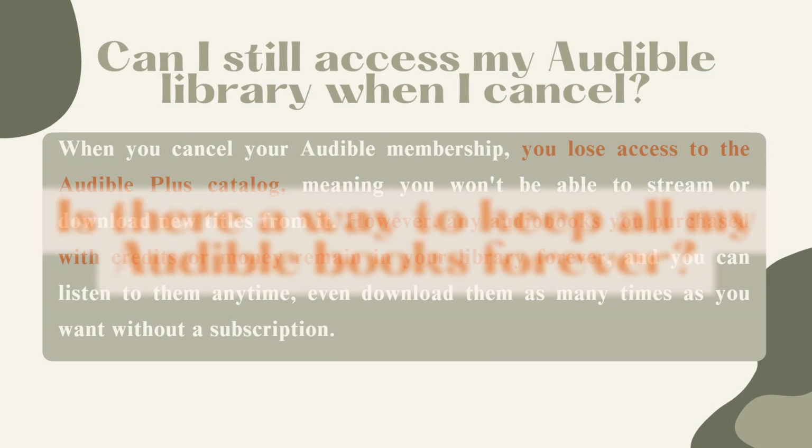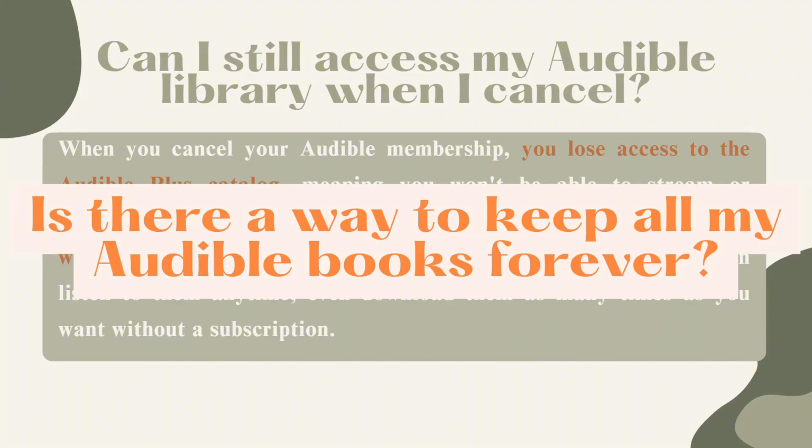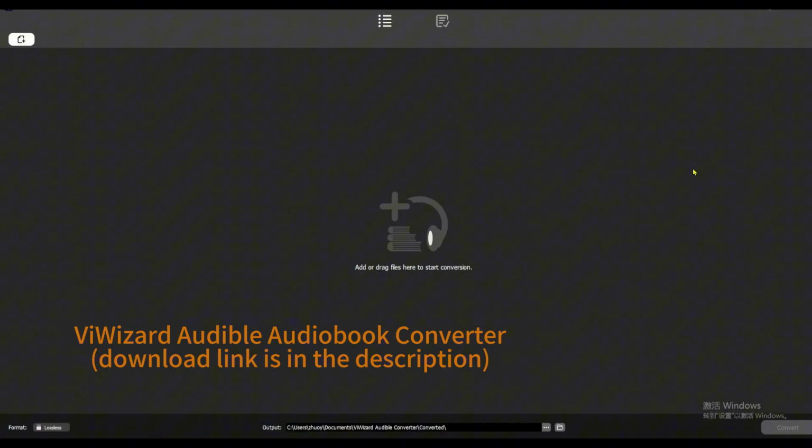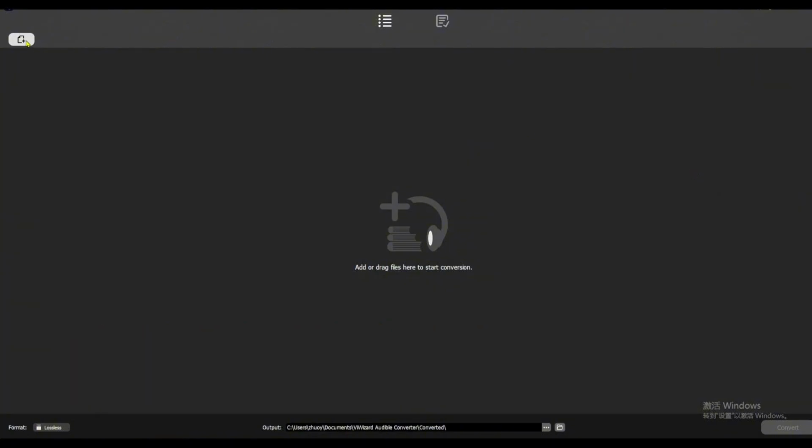So then, is there a way to keep all your Audible books, even the ones from the Plus catalog? The answer is yes. With ViWizard Audible Converter, you can back up every title in your Audible library, no subscription required. Once you've installed ViWizard, open it up.